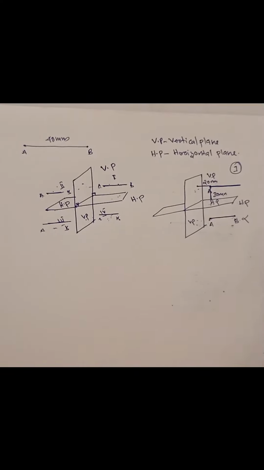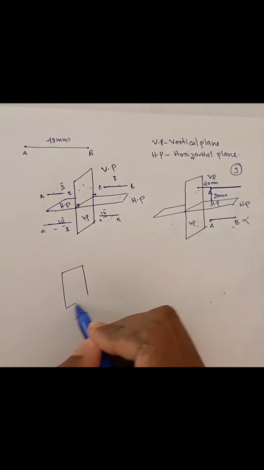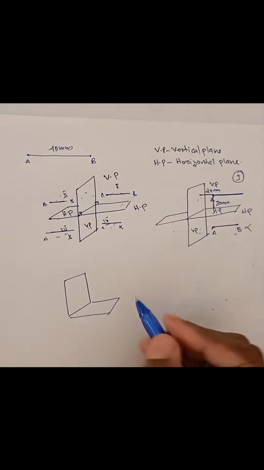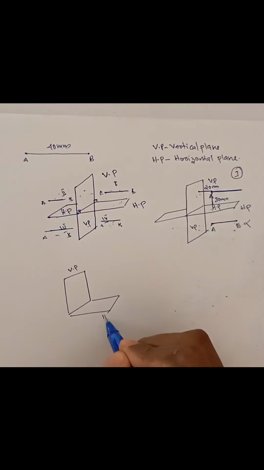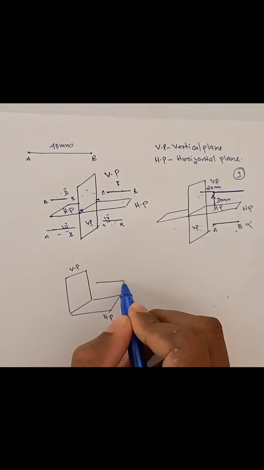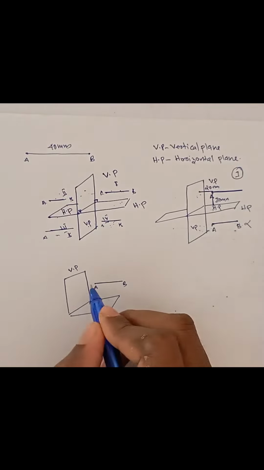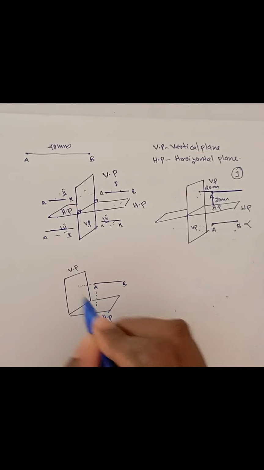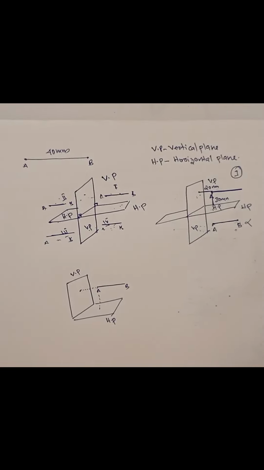So our position of the line, I am redrawing first quadrant only. This is the first quadrant. Is it clear? VP means vertical plane. This is horizontal plane, and line is parallel to HP. This is our line AB is parallel to HP, and suppose this is perpendicular to VP. And what are the distance? VP, that VP.